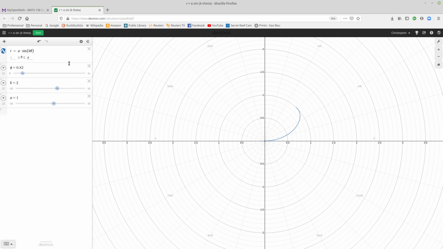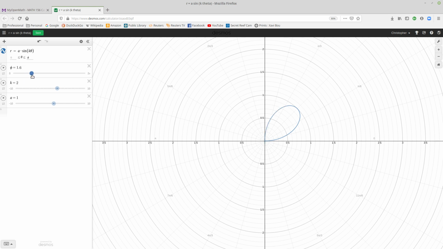On the other hand, when I plug in a pi over 2, where I'm used to seeing sine achieve its maximum value, I have to double that. I have to multiply by my k value. And twice pi over 2 is pi, and sine of pi is 0, and that explains why this is shrinking back to 0 at that place.